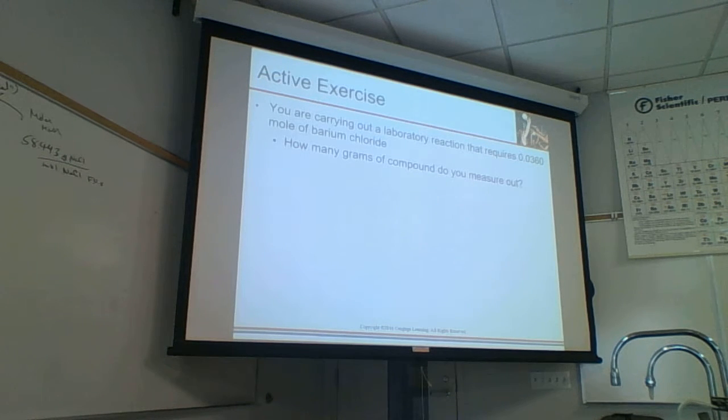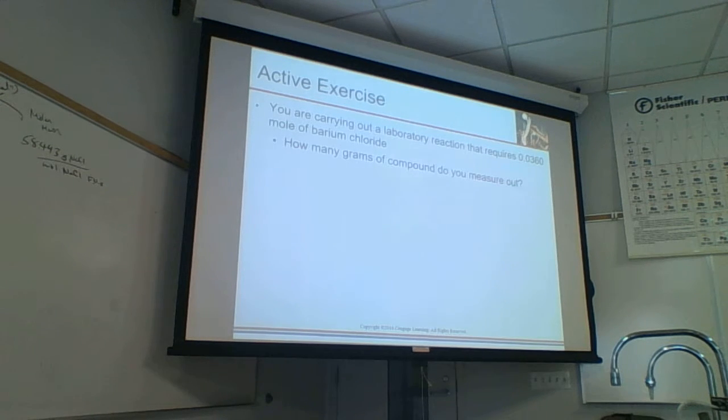You're carrying out a laboratory reaction that requires 0.0360 moles of barium chloride. How many grams of compound do you measure out? And so what we're going to do is one of the most common conversions in chemistry. We're going to try to relate moles and grams.